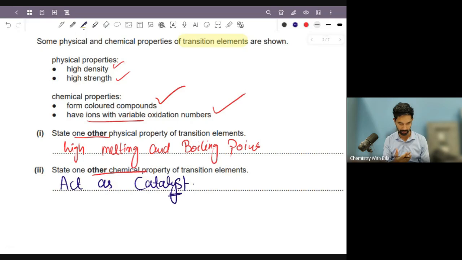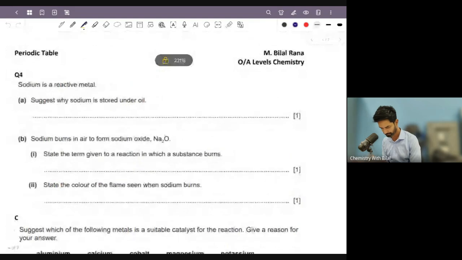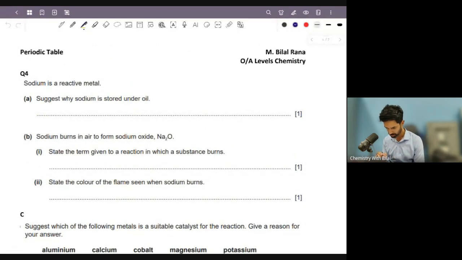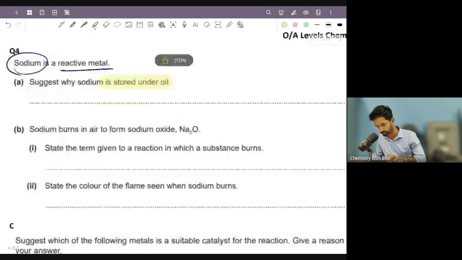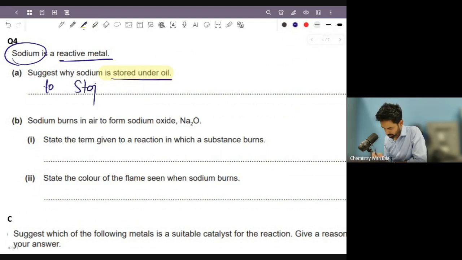So we have only 3 chemical properties. They form colored compounds, they show variable charges, and they act as catalysts. This is a very easy question. I mean, sodium is a very reactive metal. So if it is reactive, why is it stored under oil? He can ask you, how can you avoid sodium metal reacting with air? I mean, it is a reactive metal. If you keep it outside, it will burn in air. So why is it stored in oil? To stop it reacting with oxygen.